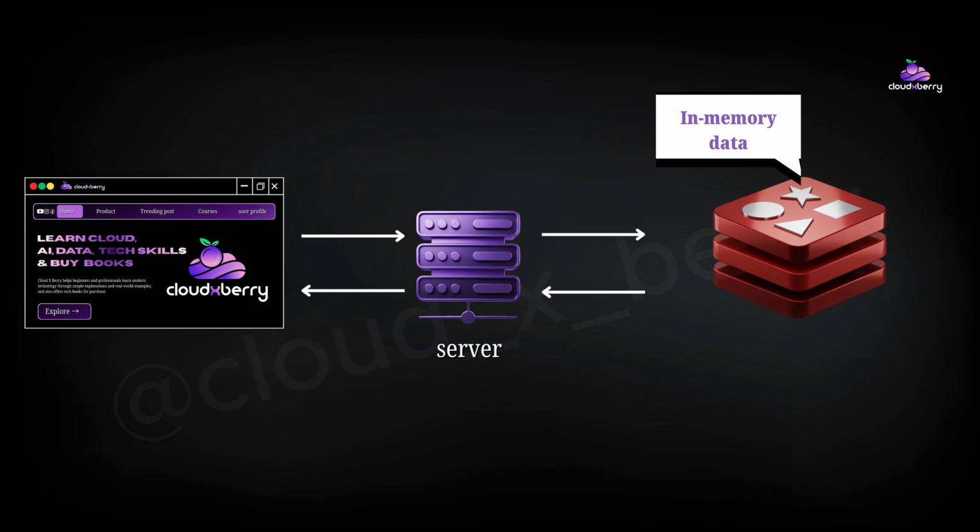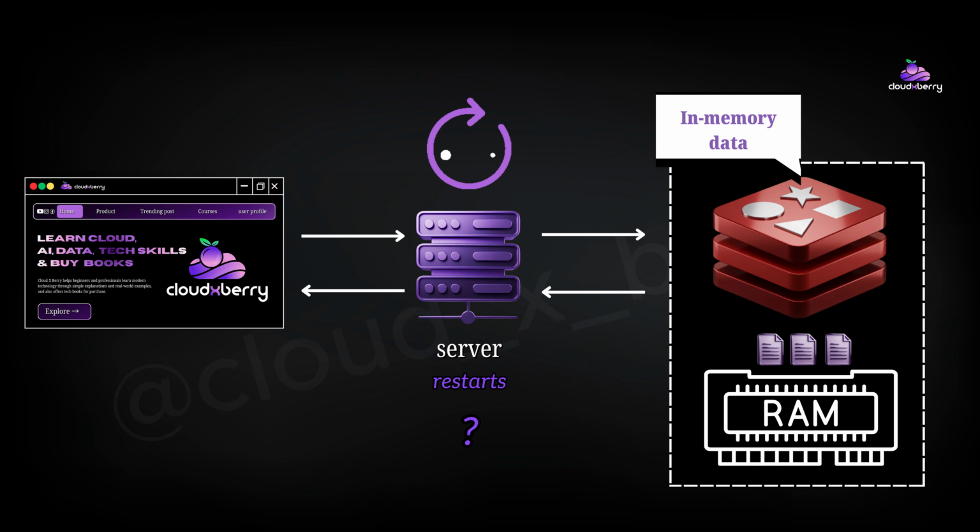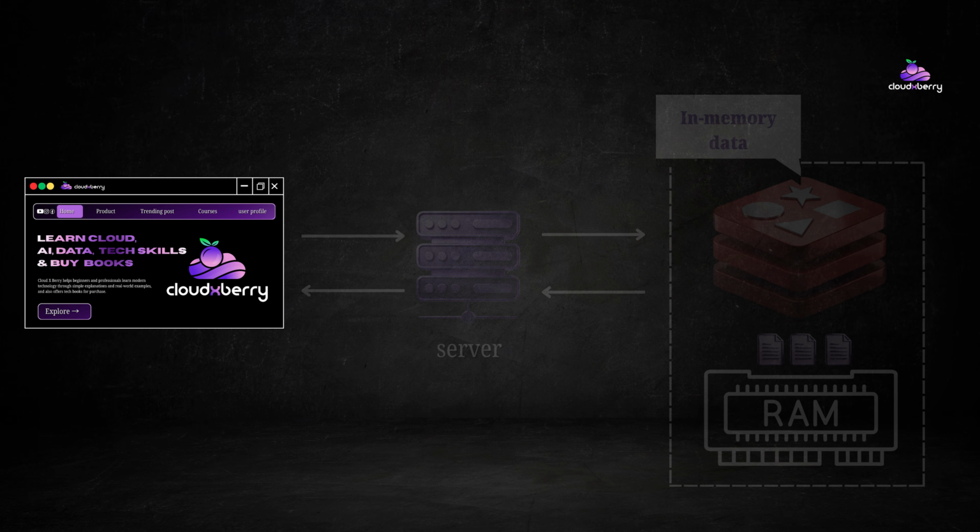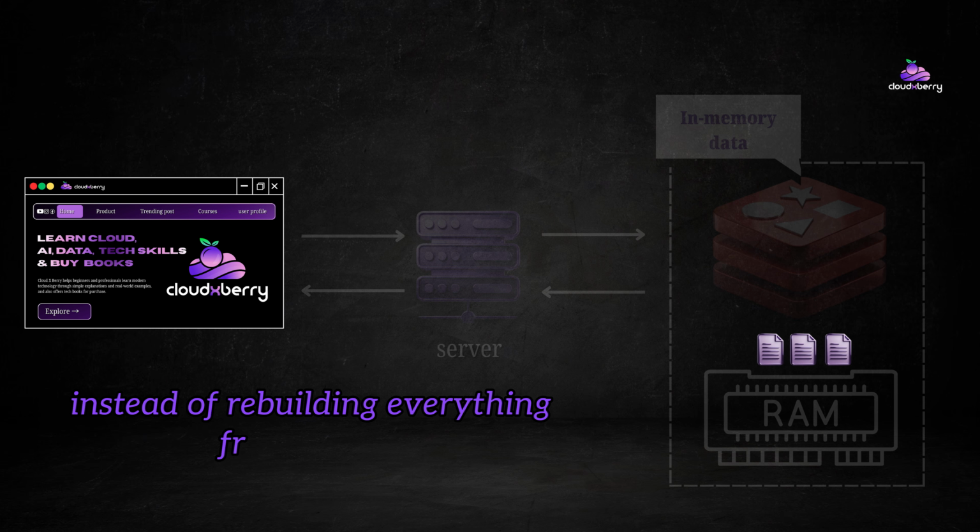Now you might be wondering, if Redis stores data in memory, what happens when the server restarts? Redis can also save its data to disk. That means applications can recover their data after restarts instead of rebuilding everything from scratch.